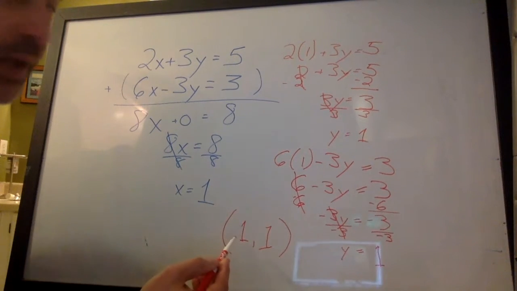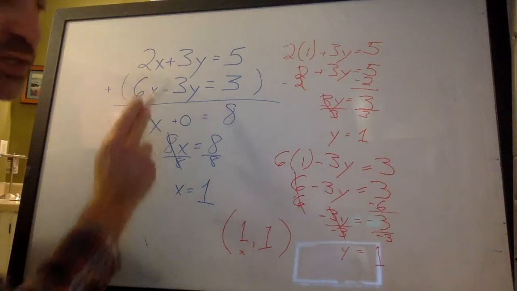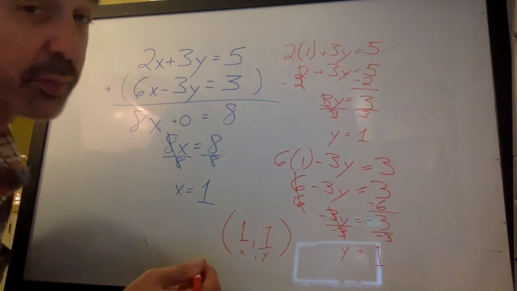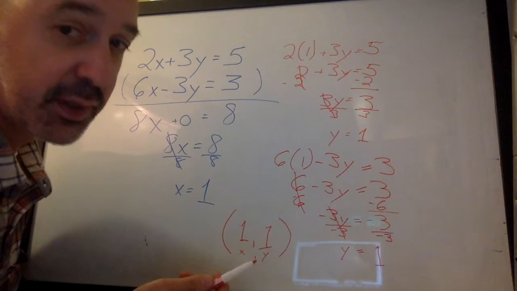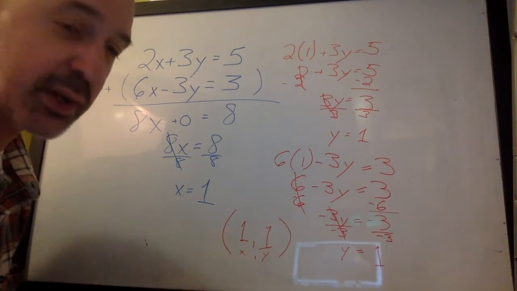So I plugged in my x value of 1 into both existing equations, and I got the same y value of 1. That means I probably did a good job. I did it right. And I'm asking you to practice this so that you can do it right as well.